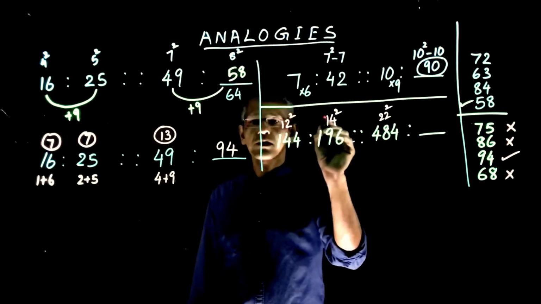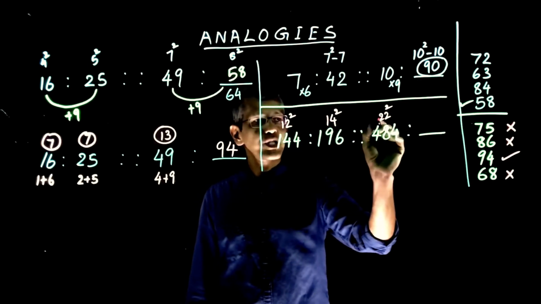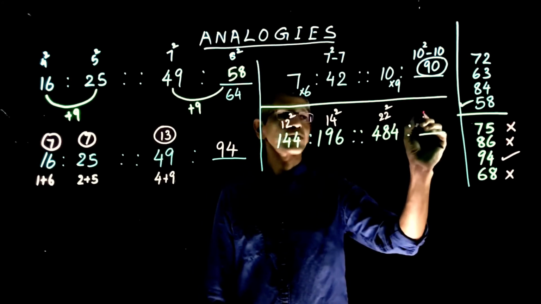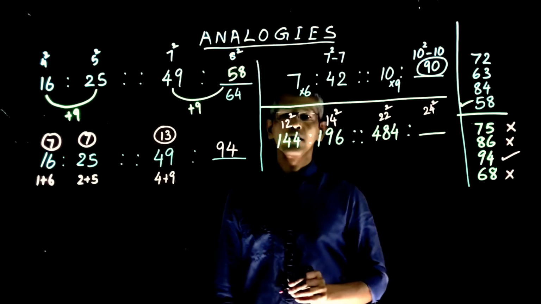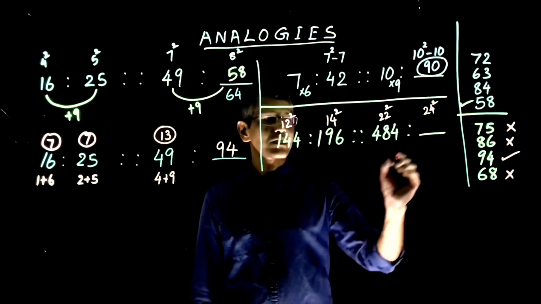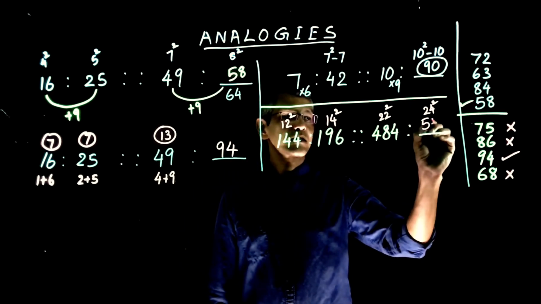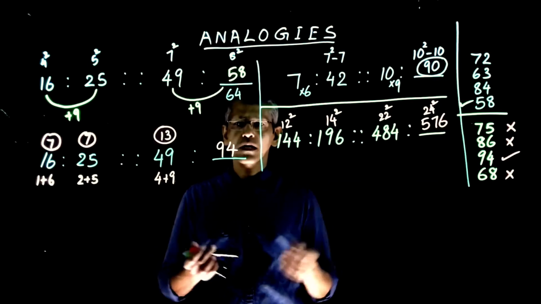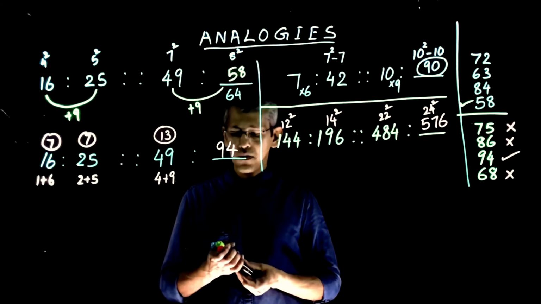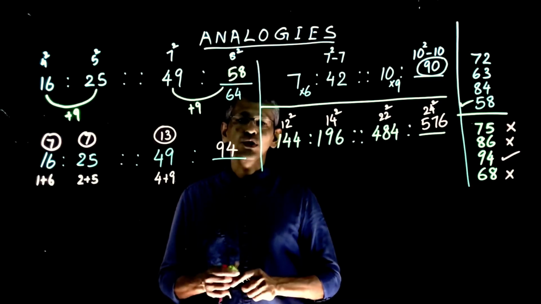So 12 plus 2 is 14. Same way, 22 plus 2 is what? 24 square. 24 square is what? Any idea? It is 576. Is there any other patterns possible? Definitely. There are number of patterns. Number of varieties are there. So which one is the next one?